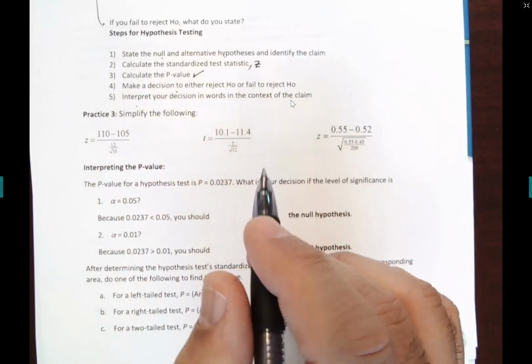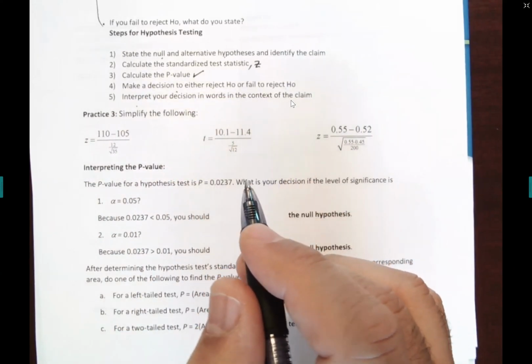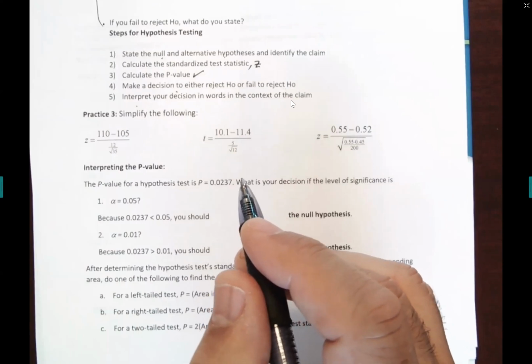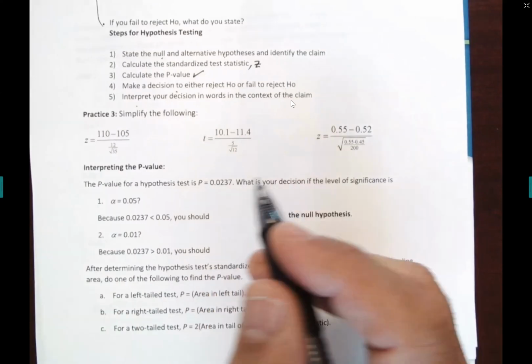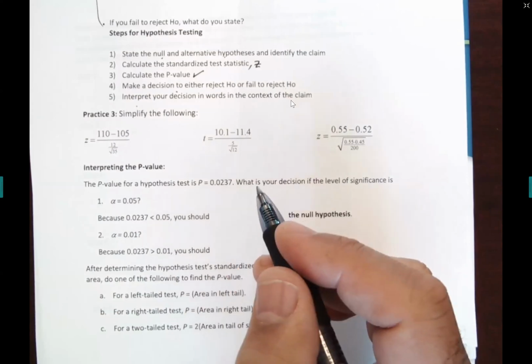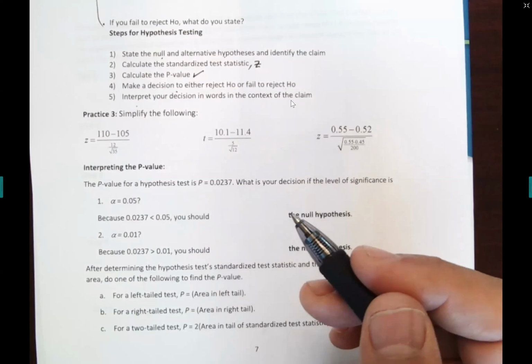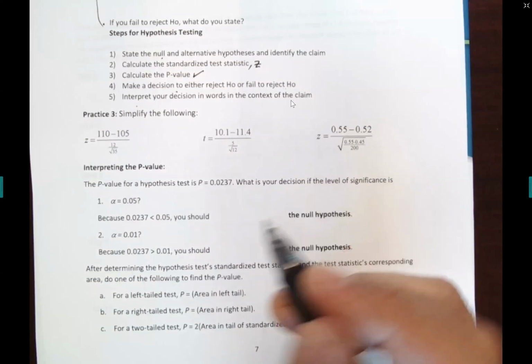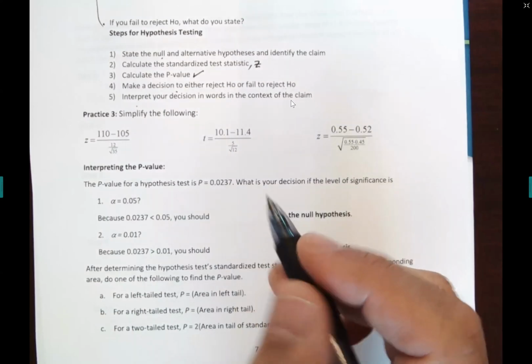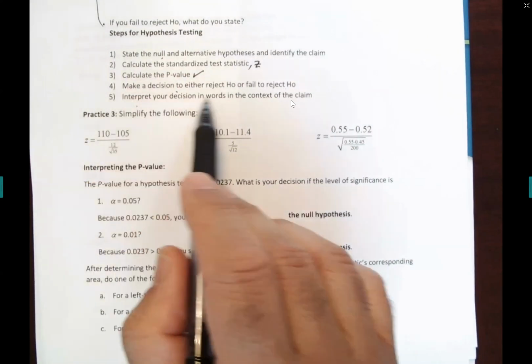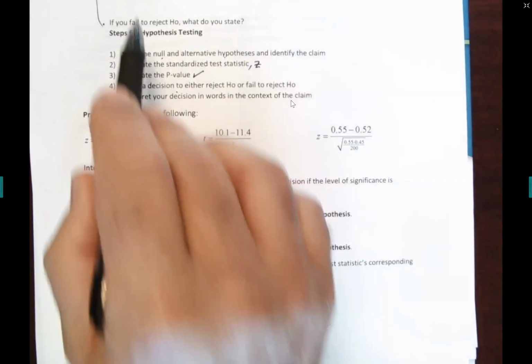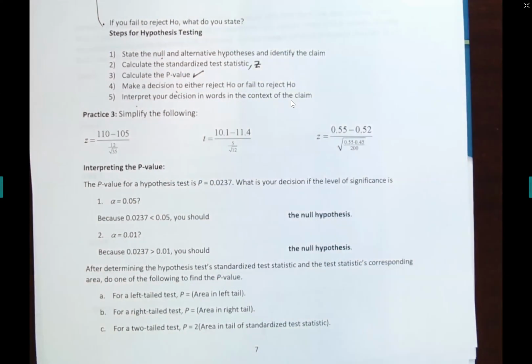At the very end, guys, when you make your decision, you have to make it available to a reader, someone who doesn't understand statistics. So you're going to tell them at the very end, do you support the claim or you don't support the claim? Do you have enough evidence to support the claim or you don't have enough evidence to support the claim? This is going to be done in words. This is step number 5. And once I talk a little bit more about this, I'll go back to those exercises.